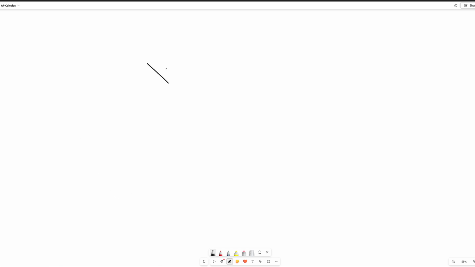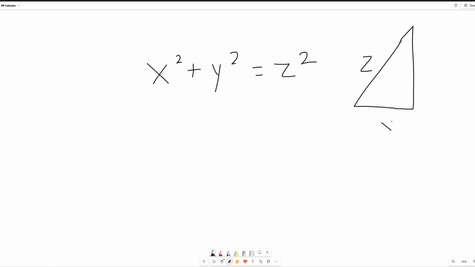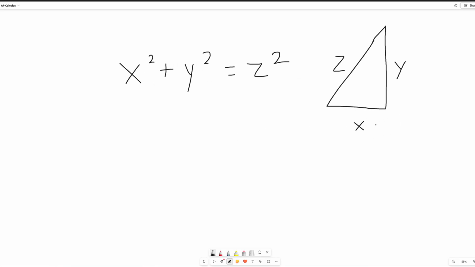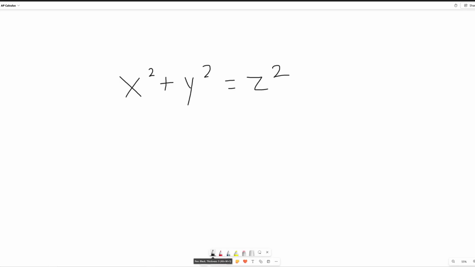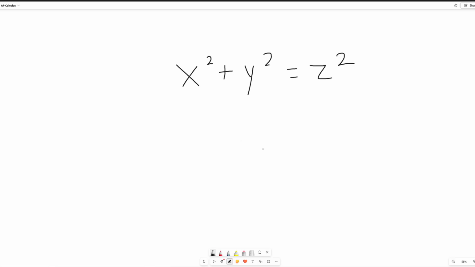If we take the Pythagorean theorem, let's say that this is just some triangle, z, x, and y. What related rates is saying is that the sides of these triangles are changing in size with respect to time. So, if you remember implicit differentiation, how you take the derivative of something with respect to a different variable, that is similar to how we do it here.